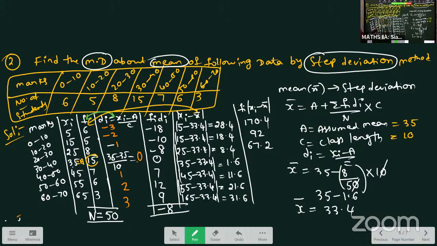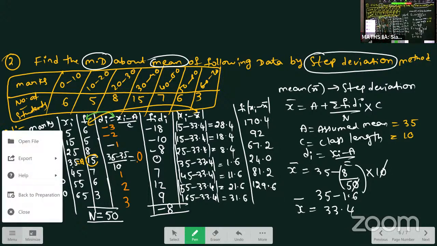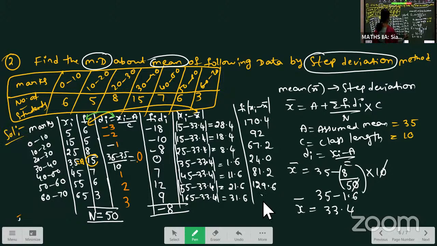Next, 15 into 1.6, it is 24.0. Next, 7 into 11.6, 81.2. 6 into 21.6, 129.6. 3 into 31.6, it is 94.8. Now find the total of it. We get 659.2 all together.